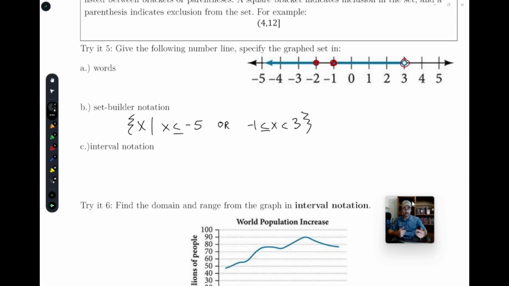Interval, like we said, is the most common one or the most important one. So we're going to start at negative infinity, work our way all the way up to negative 2, include it, and unite it with the set from negative 1 to 3.